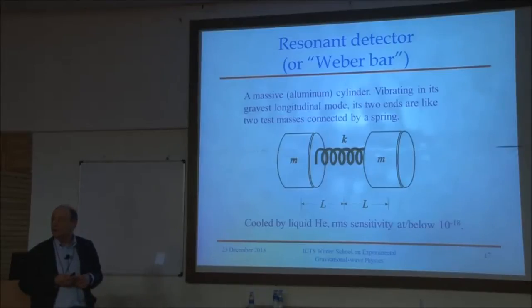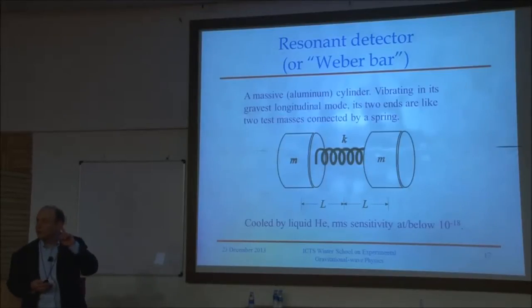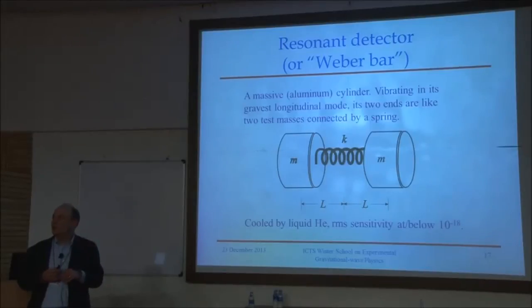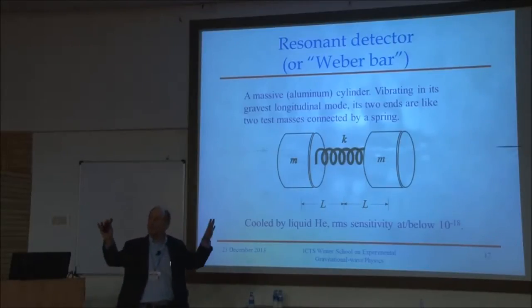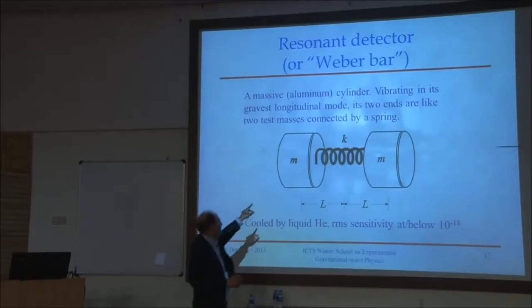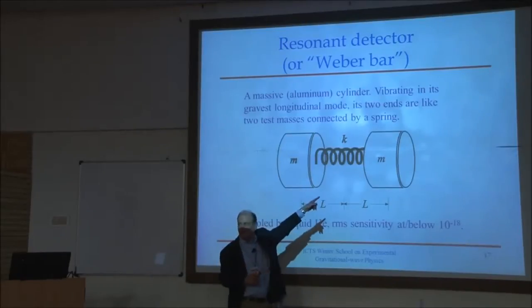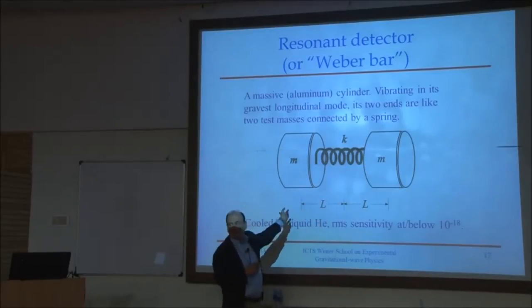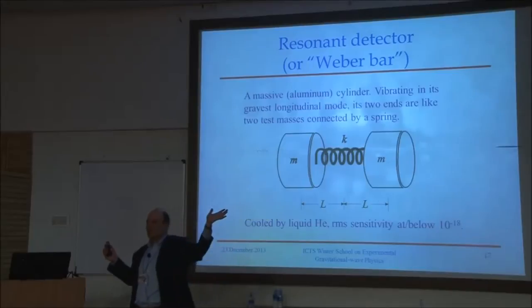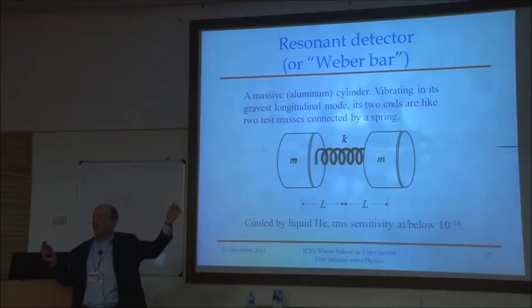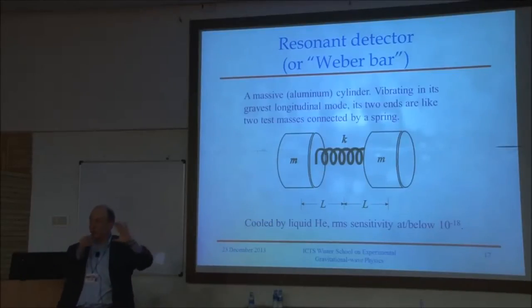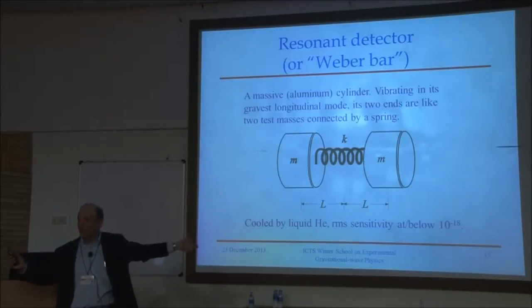Yes? No, this is a quadrupole. It's not a dipole. But good question. Thank you for that. Because the gravitational charge of this end and that end is the same. So this moves to the right. That moves to the left. There's no dipole moment that's changed. But if you evaluate instead the quadrupole moment, the changing length is a changing quadrupole moment. So this detector is a mass quadrupole as well.